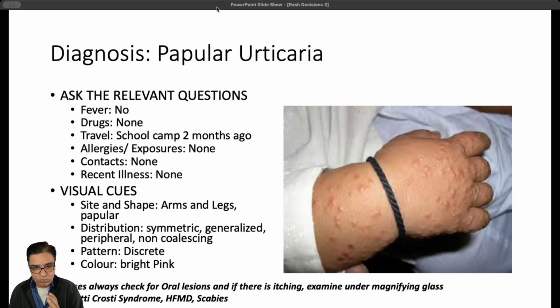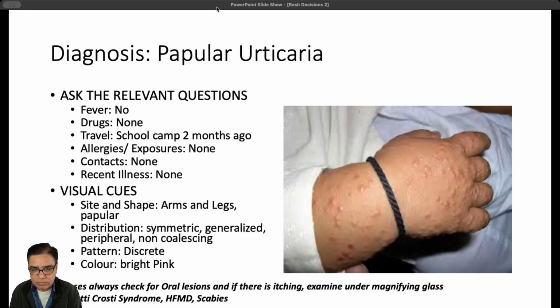That's why I want you to ask these questions and keep these differentials in your mind, so that when one thing changes, the diagnosis changes. So this is important. The context matters. That's why I told you, if you ask the relevant questions, you know the answers to that, you know how to describe it in terms of visual cues, and you've got a few terms about these.